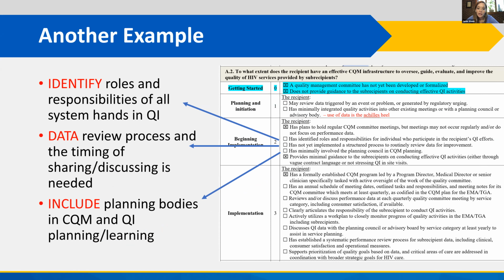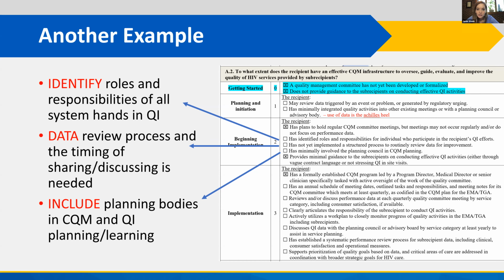So part of that remediation, part of that recommendation would be to identify roles and responsibilities so that it's all hands on deck with QI to come up with a data review process and the timing. How do we share it? How do we discuss what's needed? And of course, to include planning bodies, some sort of infrastructure related to that in terms of your CQM and your QI, whether it be the QI planning or the QI learning piece.